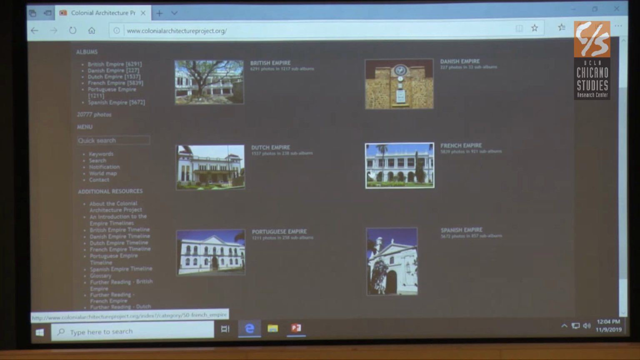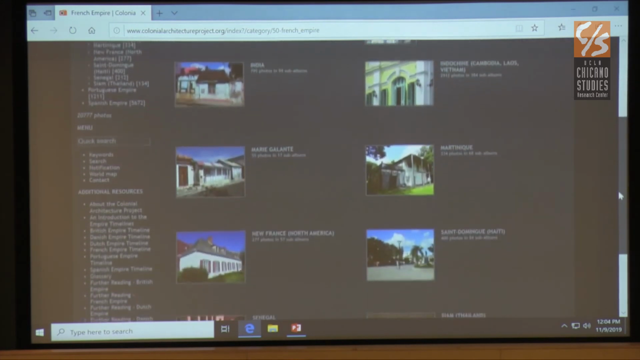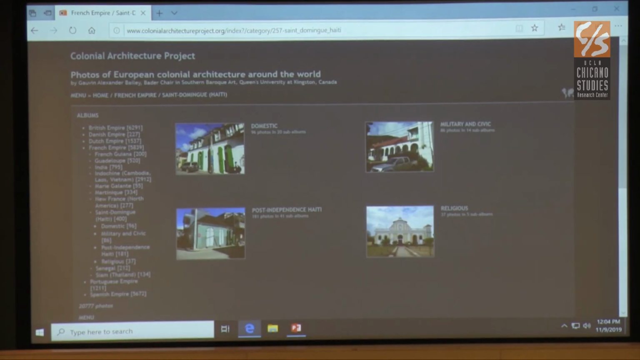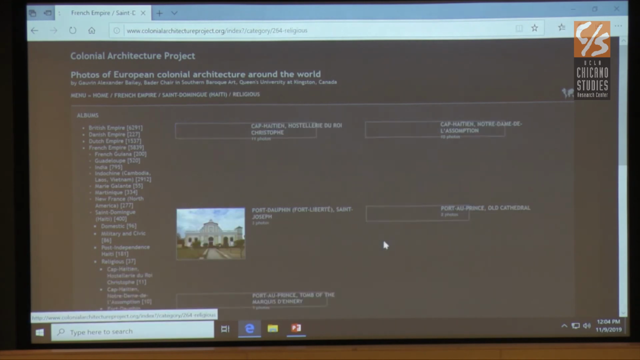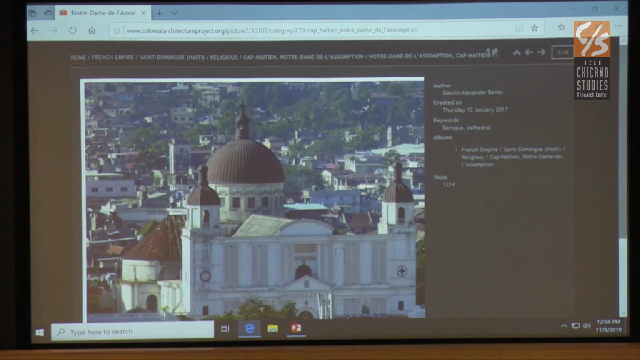So, for example, French Empire, you get various different regions of the French Empire, and then for Haiti, for example, it's under domestic, military, and civic, and then in some cases I put post-independence period. But let's go on to religious, and Cap-Haïtien, the cathedral there, Notre Dame, look, it already has over 1,000 hits. So this site is really getting a lot of attention. I'm getting a lot of people writing to me.